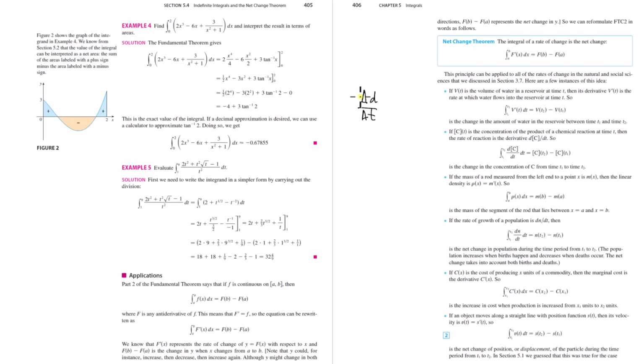The velocity function is the rate of change of the position with respect to time. So the definite integral of the velocity function is the net change in the position over that interval.